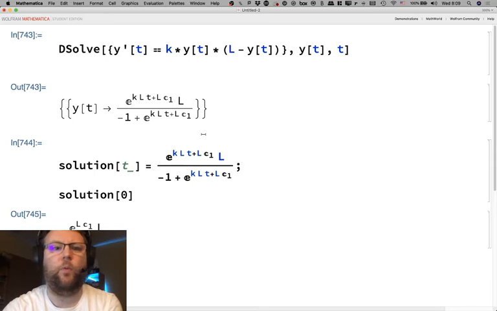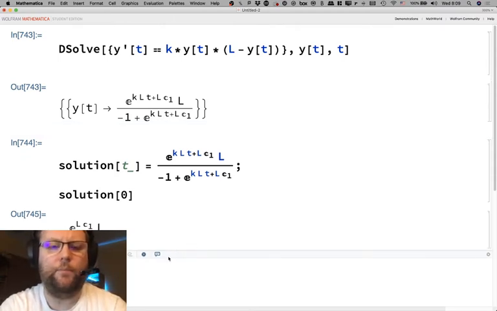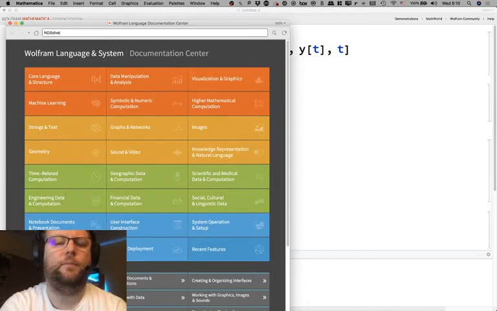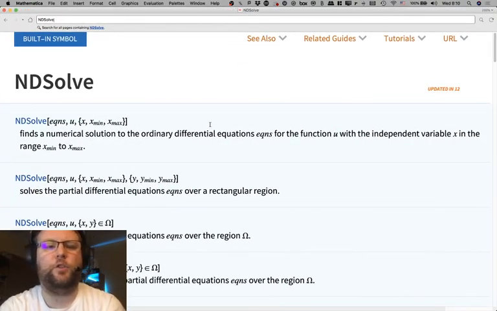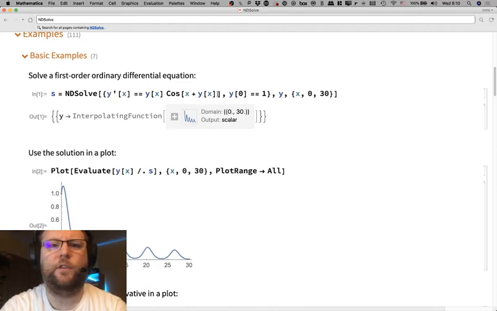Okay. Now, while we're on the subject of this, Mathematica can also solve these things numerically, using a function called NDSolve. So let's go back to the documentation and look at that. Okay, so NDSolve solves a differential equation, but it does it numerically. For example here, if I wanted to solve this differential equation with some starting value for a given function over a range of values, then I would use this, and then I could plot it using this command here.